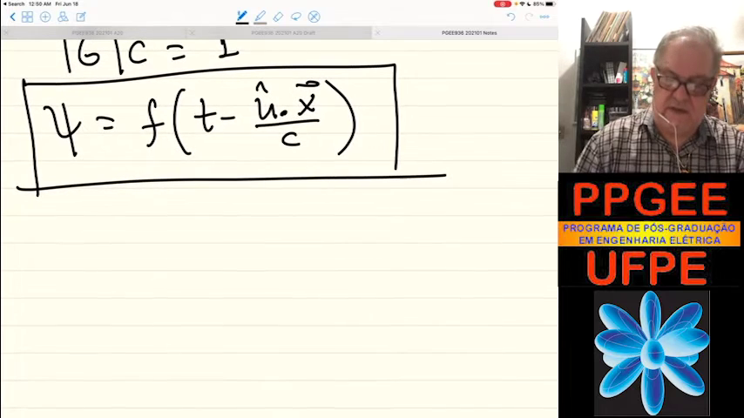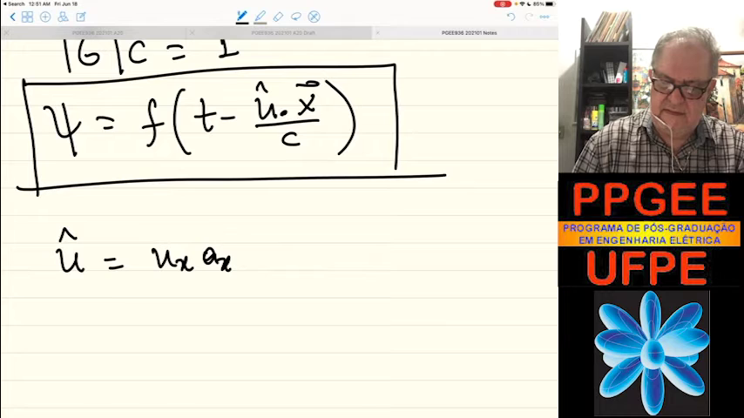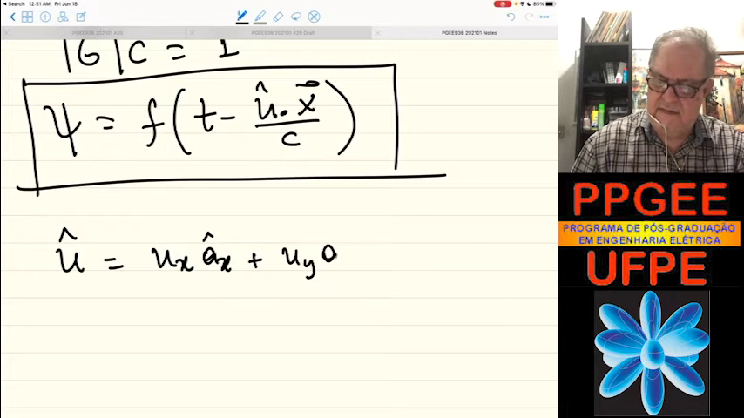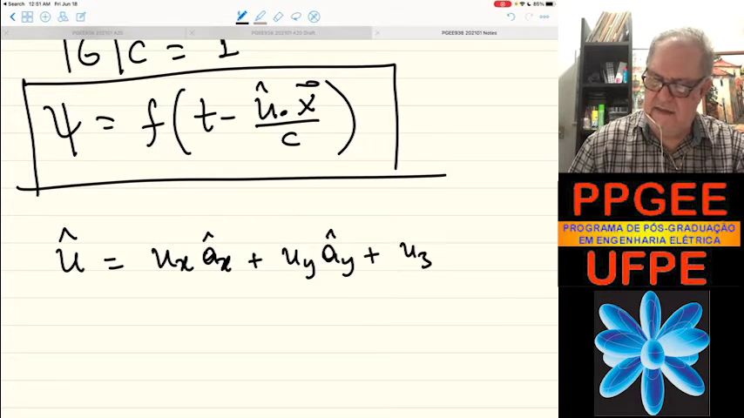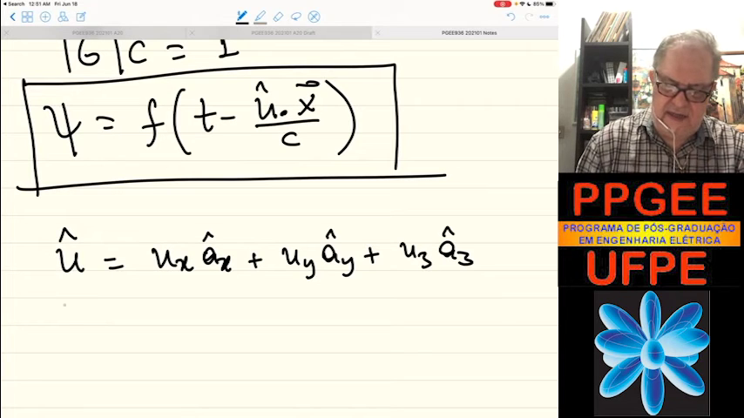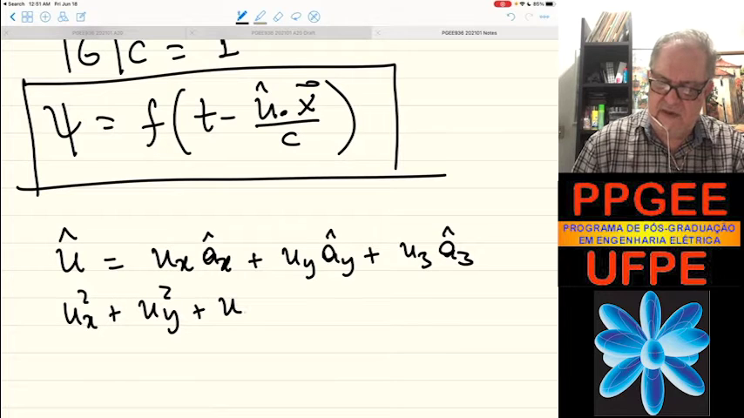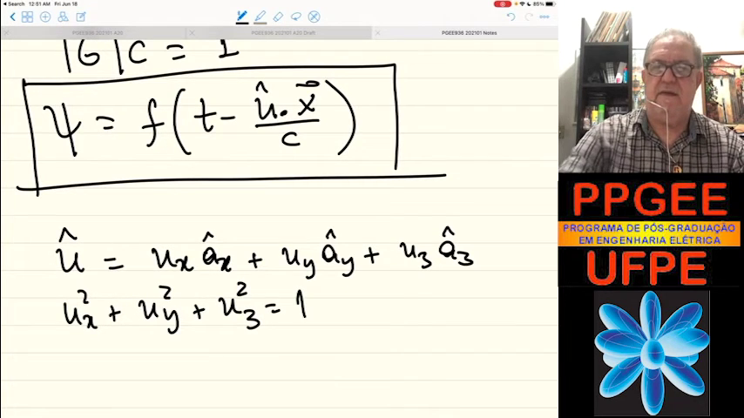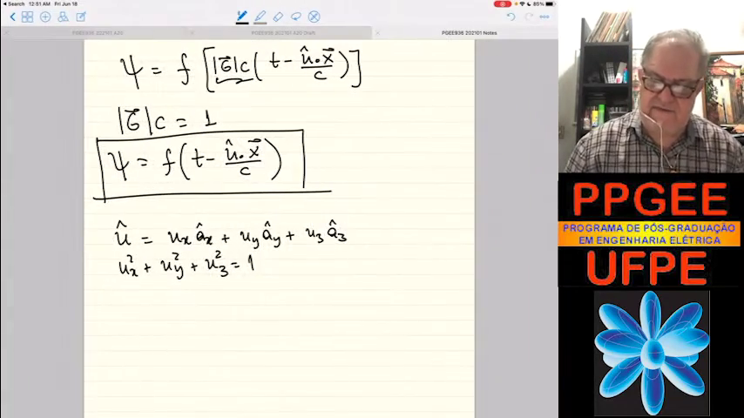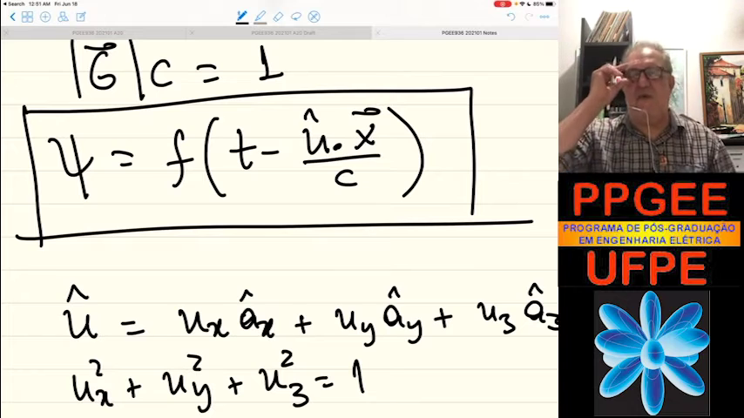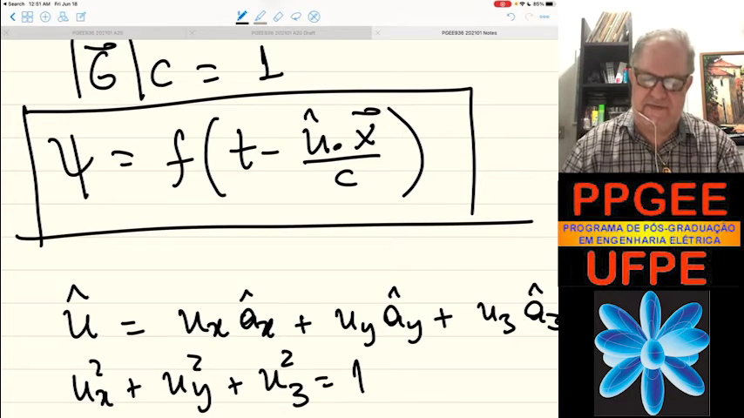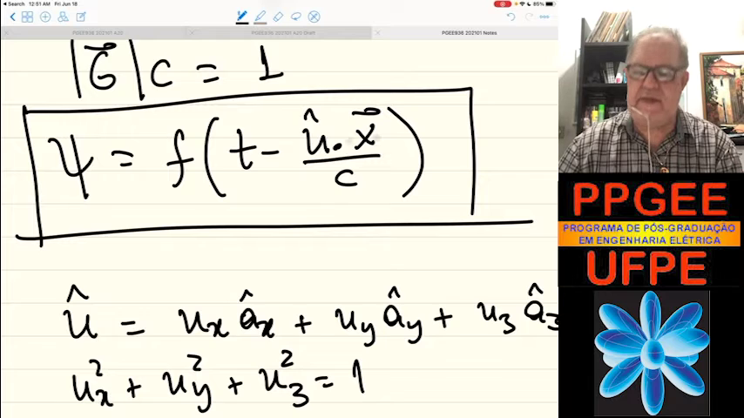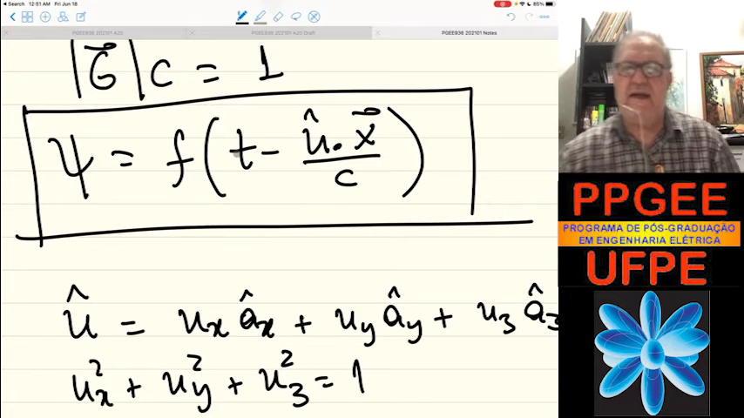So u is a versor that has 3 components, right? ux plus uy plus uz, and the sum of the squares equals 1 because it's a unit vector. Okay? So the question is, this is the form of the function. How does it move in space? Does it change in space, this function? Well, it changes, right? In time and space. It's a function of 2 coordinates.